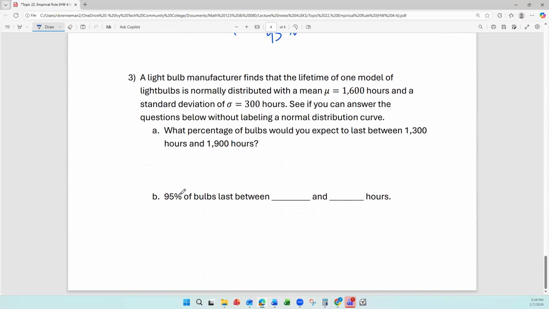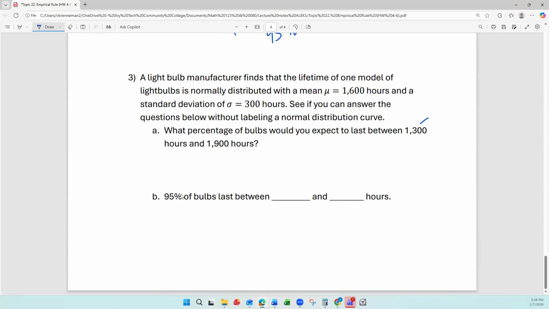a light bulb manufacturer finds that the lifetime of one model of light bulbs is normally distributed with a mean of 1,600 hours, standard deviation of 300 hours. And so we're looking at not even labeling a normal distribution curve, just using the information about the 68, 95, 99.7. So what percentage of bulbs would last between 1,300 hours and 1,900 hours? We just need to figure out how far away those are from the mean. How many standard deviations is that?